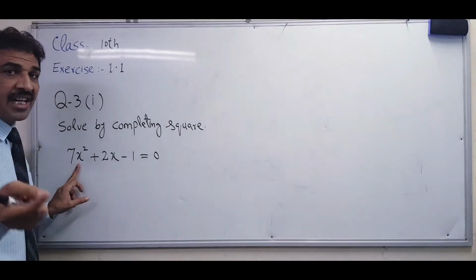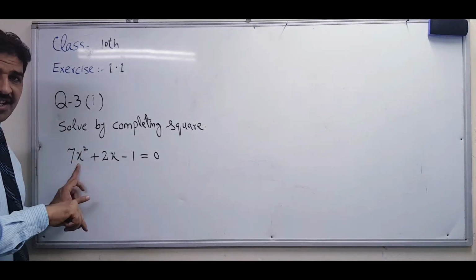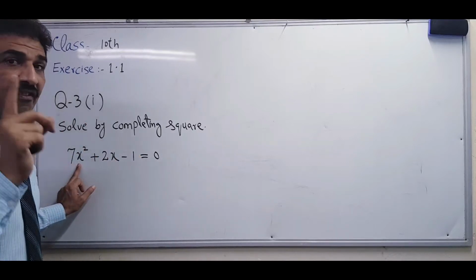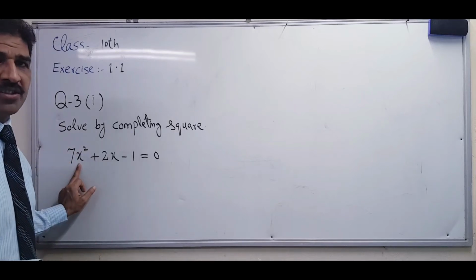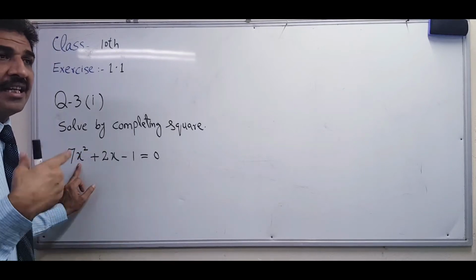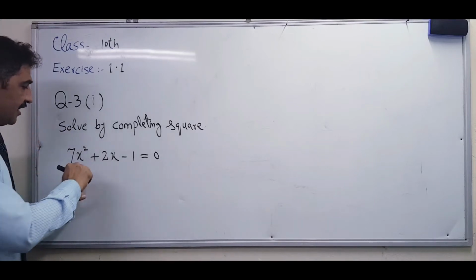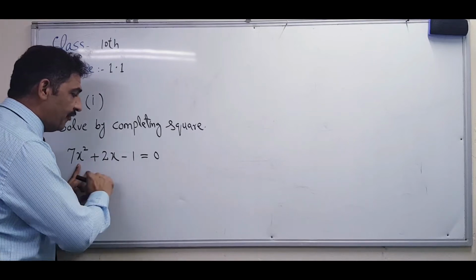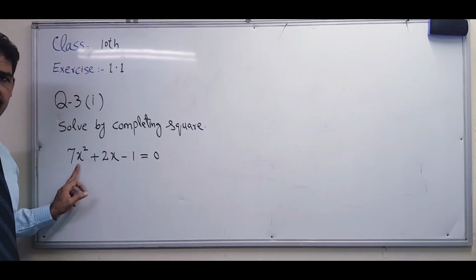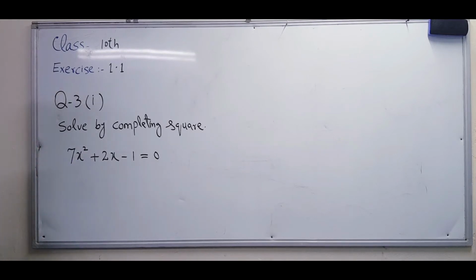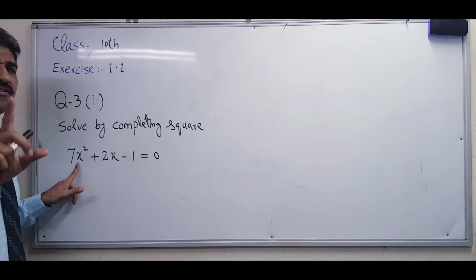But one more thing I want to tell you: before these 3 steps, you have to write the equation in standard form. Whether you are using the factorization method or completing the square, or the quadratic formula which we will use in exercise 1.2, the first step is to simplify into standard form or general form. Then make the coefficient of x square equal to 1. If it's already 1, then the first step is solved.